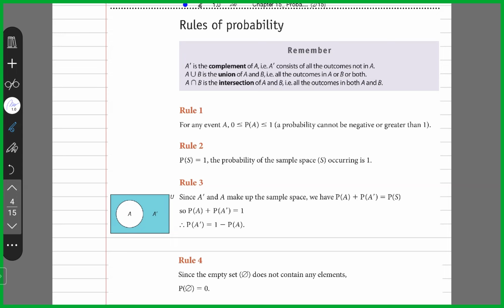We're looking at the diagram to the left. We have a set diagram with A and A complement. A is the unshaded circle and A complement is the shaded space. Since A complement and A make up the sample space, the probability of A plus the probability of A complement is equal to the probability of the sample space, which is equal to 1. So the probability of A complement is equal to 1 minus the probability of A.